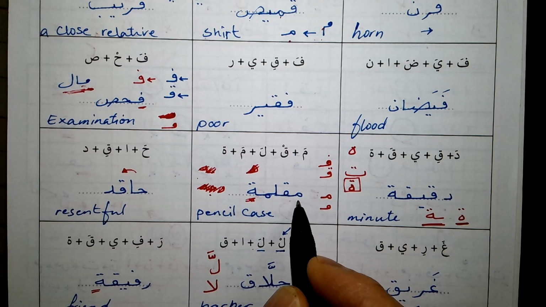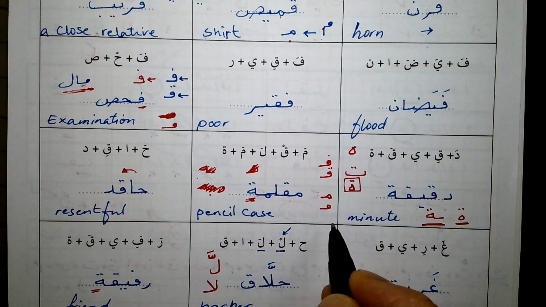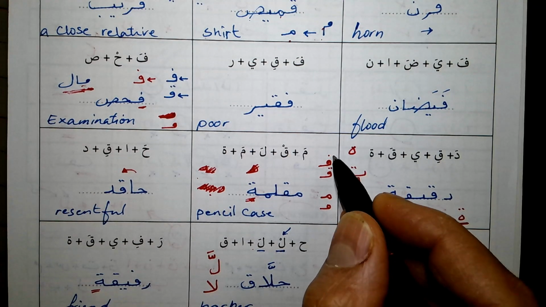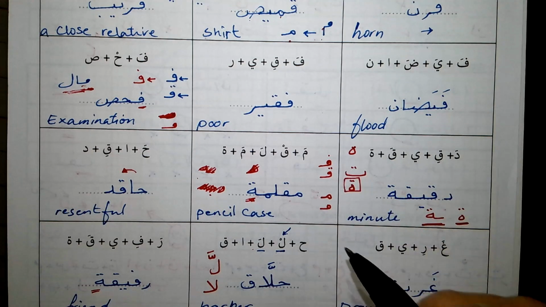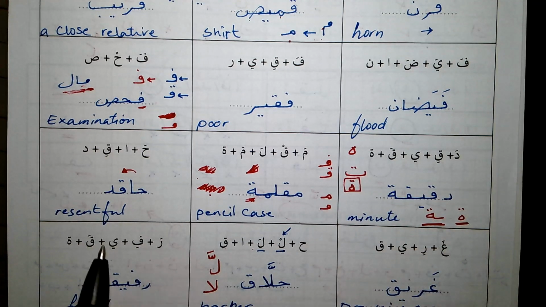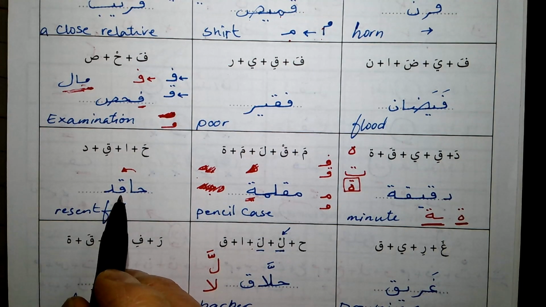Now this is meem. We write it either from the bottom or from the top. And it's different than the fa and the qaf because they have dots and they have a neck. Next, haqid. Haqid means resentful. And we see the alif is not connected to the next letter.